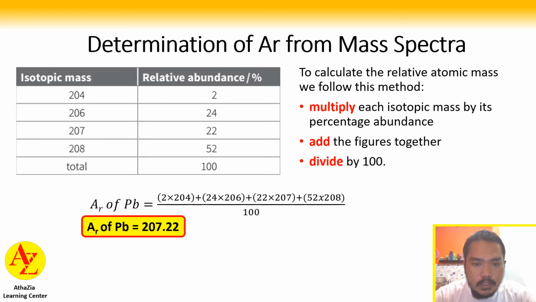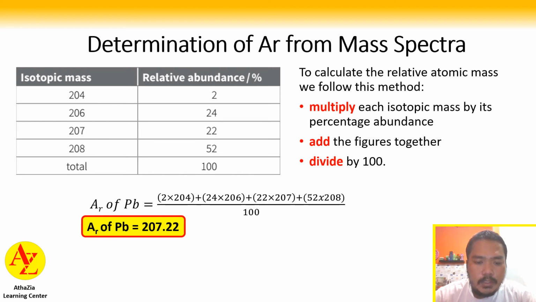As we know, this Ar is the one written in your periodic table. You can check it. That's why in the periodic table, each element has an Ar that is not a whole number, it has a decimal like this, 207.22. This is because of the average of the mass of each isotope for each element. In this case, lead or Pb has 4 different isotopes.